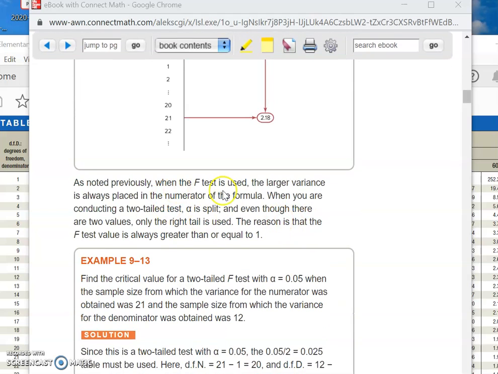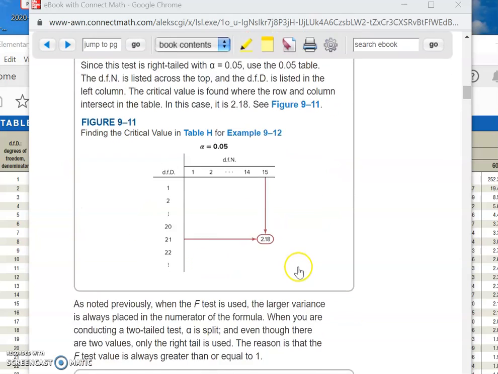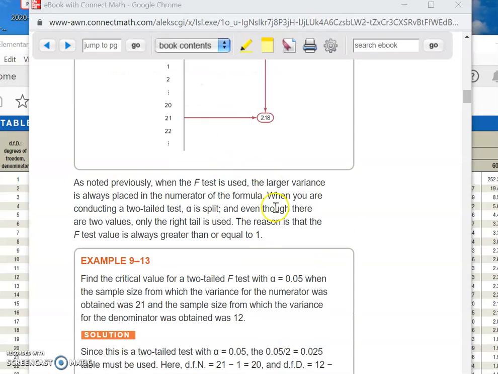Okay, so he noted before, when you use the F-test, the larger variance, that's the big brother, he's always on top. Okay, if you're conducting a two-tailed test, alpha is split. So if it's an alpha of 10, you find the value on the table, you find the 0.05, because these tables are for the right-tail test only. Okay, and then when you're conducting the two-tailed test, we'll see in a minute, you only use this right tail.